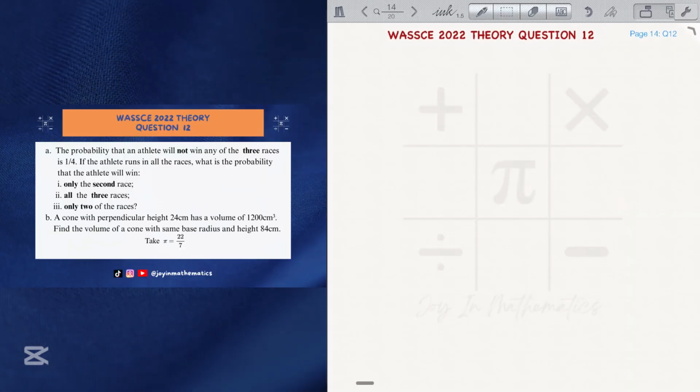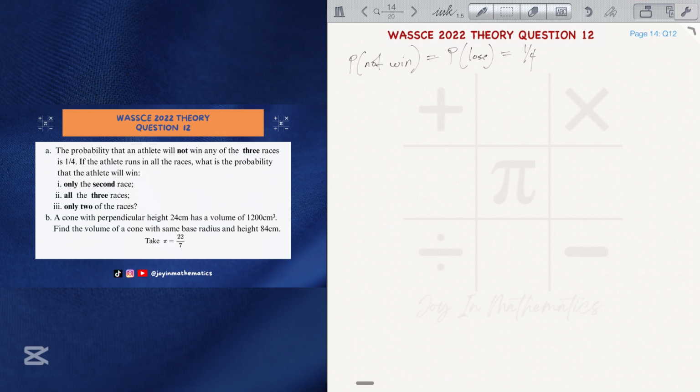Now let's proceed to WAEC 2022 theory question 12. Now question 12 has two parts, A and B. So let's begin with question A. Question A is a question on probability. It says the probability that an athlete will not win any of the three races is 1/4. So when we say probability of not win, we are indirectly saying that it is probability of losing. So the probability that the athlete will lose any of the races is 1/4.